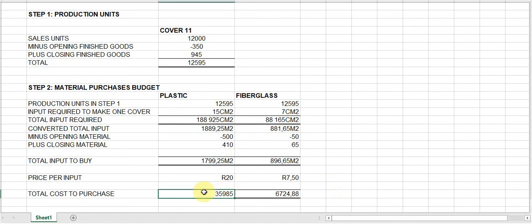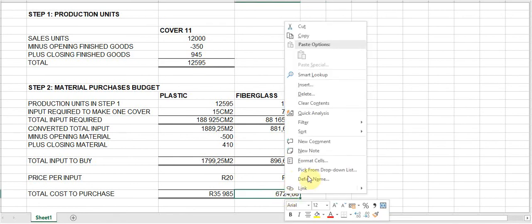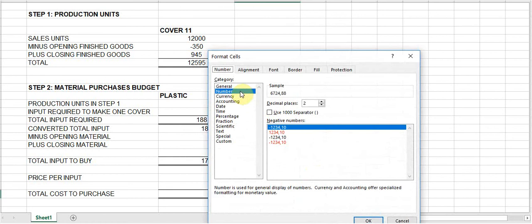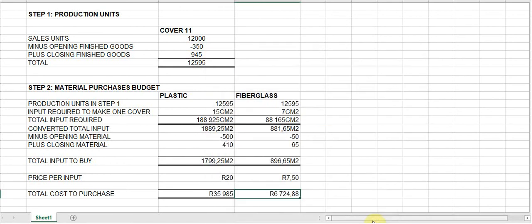Of course, this is in Rand, so I'm just going to retype this so that you can see it in Rand. So it is 35,985, and here this is going to be 6,724.88. Great stuff. So that will be our material purchase budget. I just want to format the cell. It's not listening to me. So let's just make it currency. This is what your material purchase budget will look like for the cover 11 if you need plastic and fiberglass to produce it.